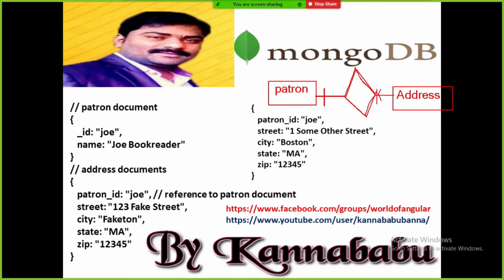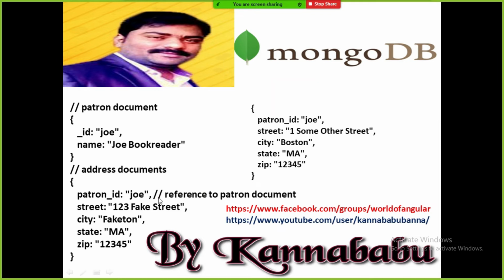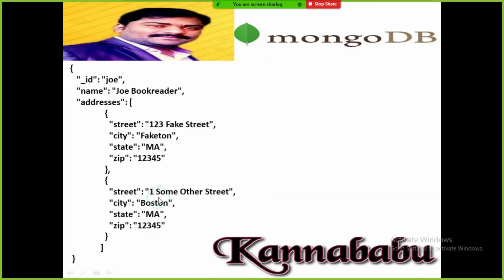Is it clear? So here you see, this is your patron document, this is your address document. Without relation, it will look like this, creating separate documents: one patron document separately, address document 1, address document 2, something like that. But how to create this in MongoDB with relation? It will look like this. Here you see. Is it clear?